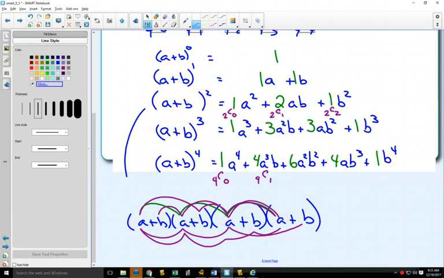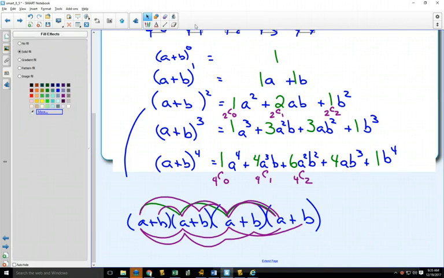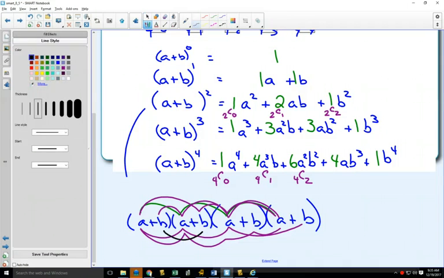It would be even worse if I changed a different color to figure out how many a squared b squareds there's going to be, because I need to choose 2 b's. The order doesn't matter, because if I chose this b and this b to go with this a and this a, the order doesn't matter which way I chose those 2 b's, hence 4, choose 2. And if we counted all the different combinations of choosing 2 b's, we would get 6 of them. And when this is multiplied out, you get 6 a squared b squared.